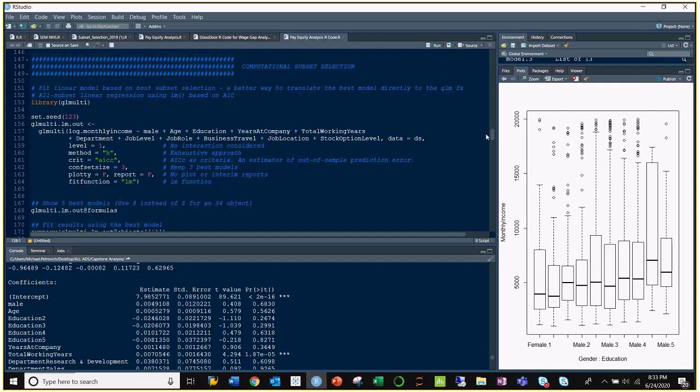Let's do just that. We're going to start off with computational subset selection. We're using the glmulti function in R. Some of the parameters are, first, the exhaustive approach. We are using the exhaustive approach, not the backward or forward subset selection.